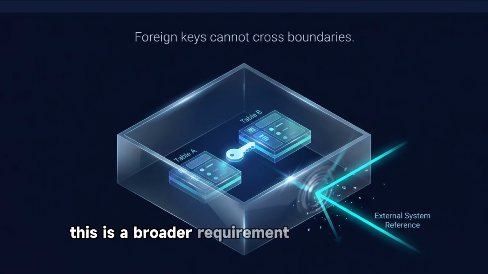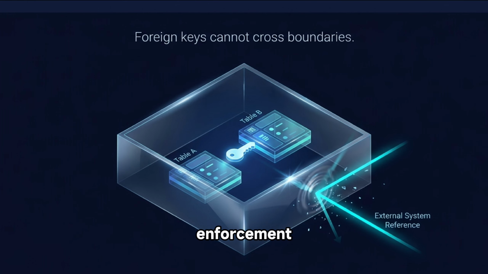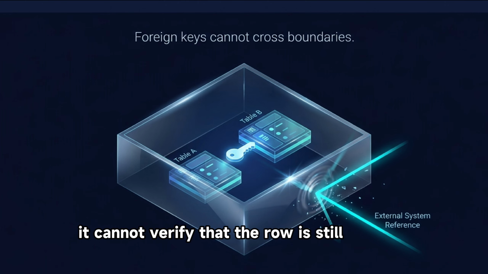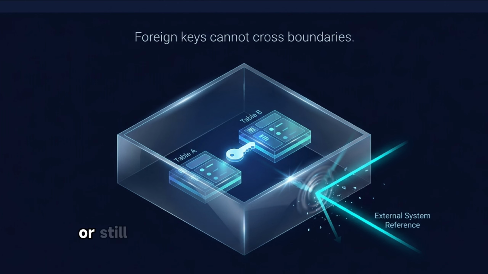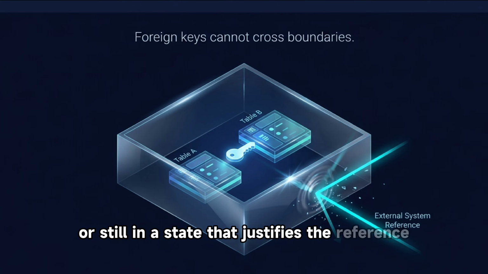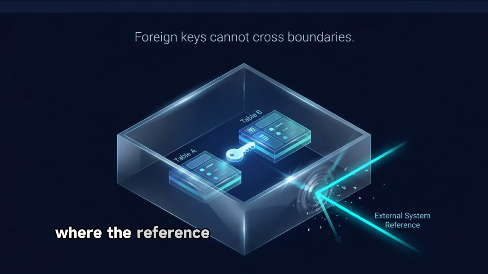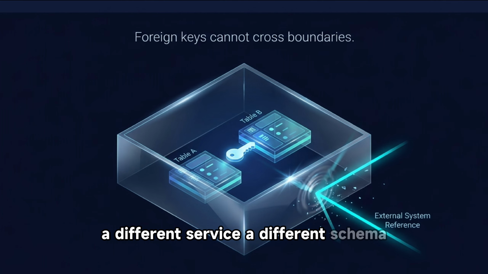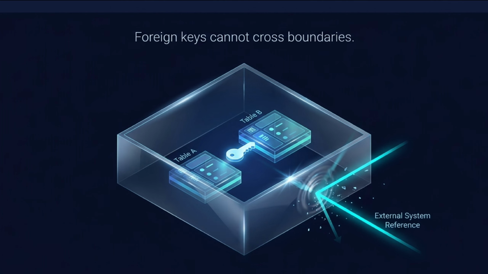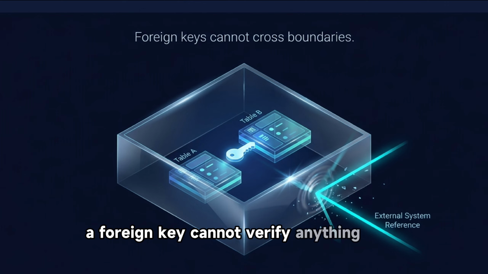This is a broader requirement than foreign key enforcement. A foreign key can verify that a target row exists. It cannot verify that the row is still relevant, still active, or still in a state that justifies the reference. In systems where the reference crosses a database boundary, a different service, a different schema, a different technology, a foreign key cannot verify anything at all.